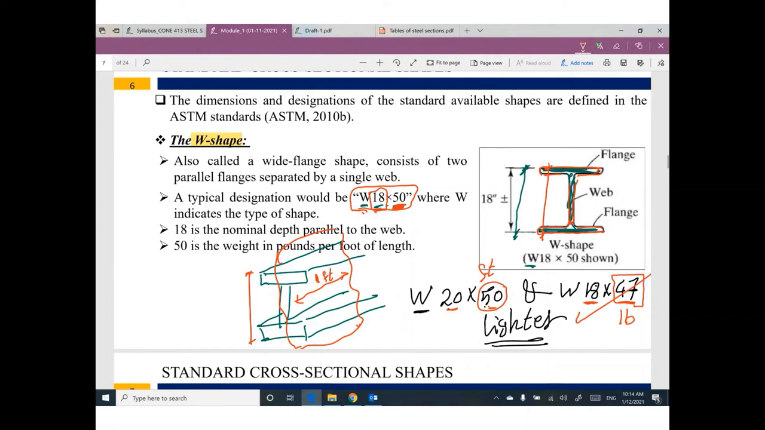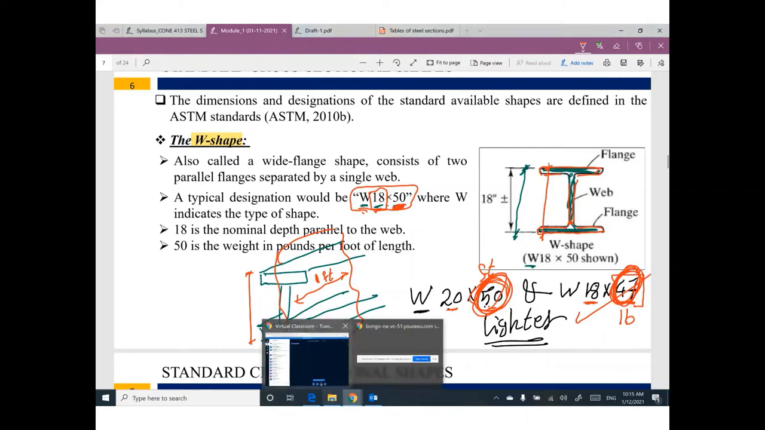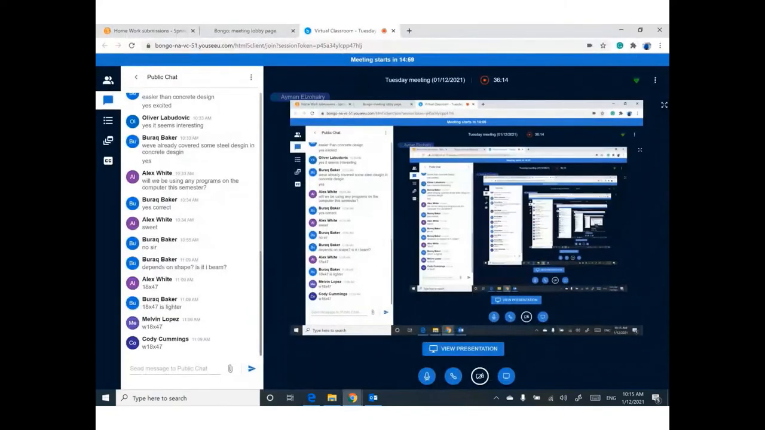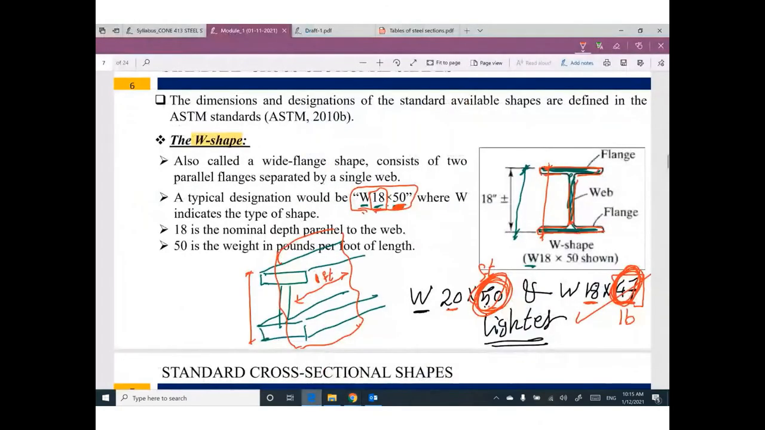I have a specific question. I didn't ask which cross section is safe. No, it depends on the design. But I'm asking a specific question: which cross section is lighter? So you have to understand the meaning of the second number. The second number gives you the weight per unit length. Okay? Keep it in your mind because this point is very important.